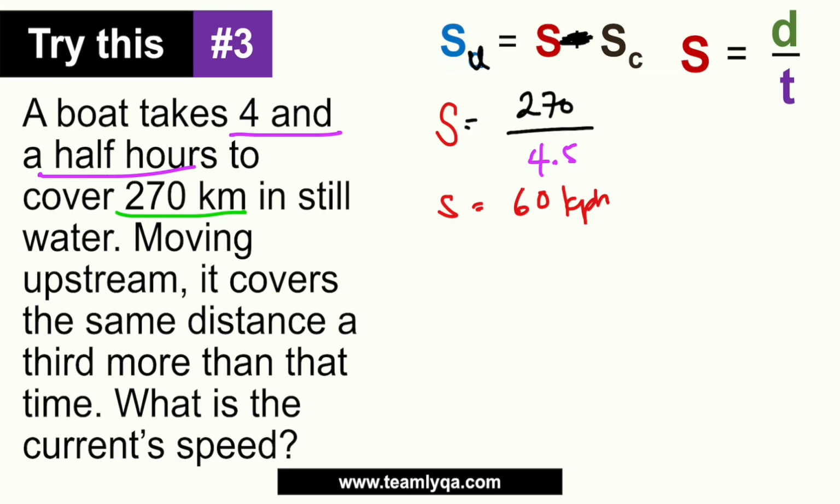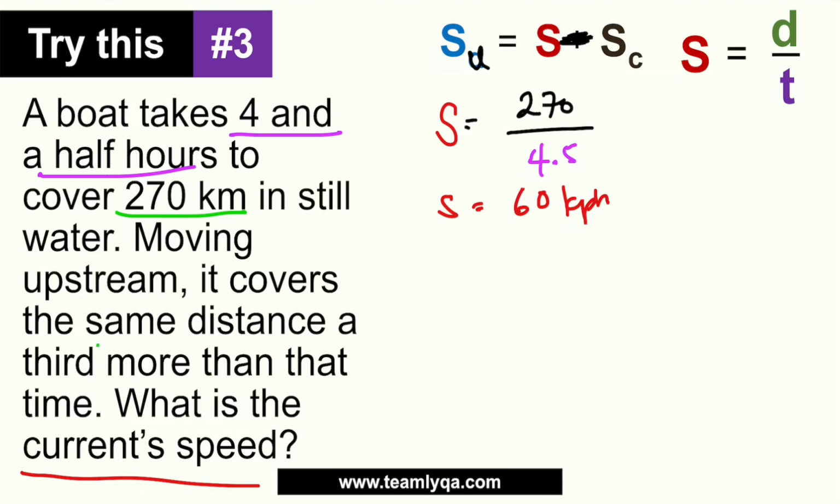kilometers per hour. Okay, so again, that's just dividing it. 270 divided by 4.5. Okay, or if you multiply mo siya sa 4, 6, 12, 18, 24, tas kalahati ng 60 is 30, 270. So, it's the same. Okay? So, again, sinolve ko lang yung regular speed. Now, hinahanap na natin is yung speed ng current. How do we get that?